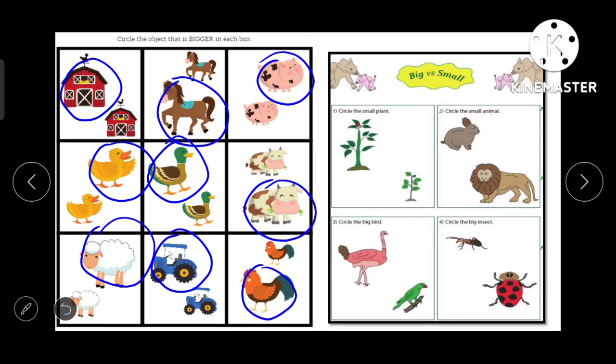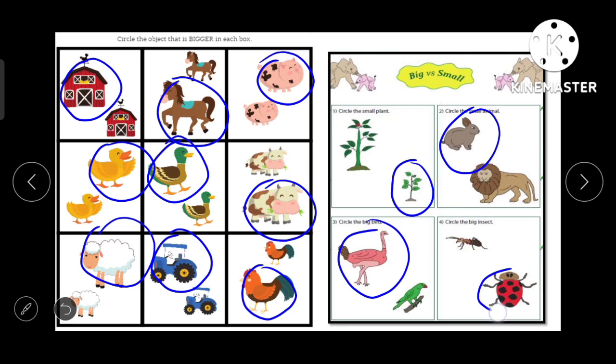Now the next question, big versus small. In the first question, what we have to do, circle the small plant. So whenever we have to circle the object based on the size, we have to compare the size. So here circle the small plant. Out of these two, this one is small. In this, circle the small animal. This one is small. In this, circle the big bird. This one is the big bird. Circle the big insect. This one is the big insect.